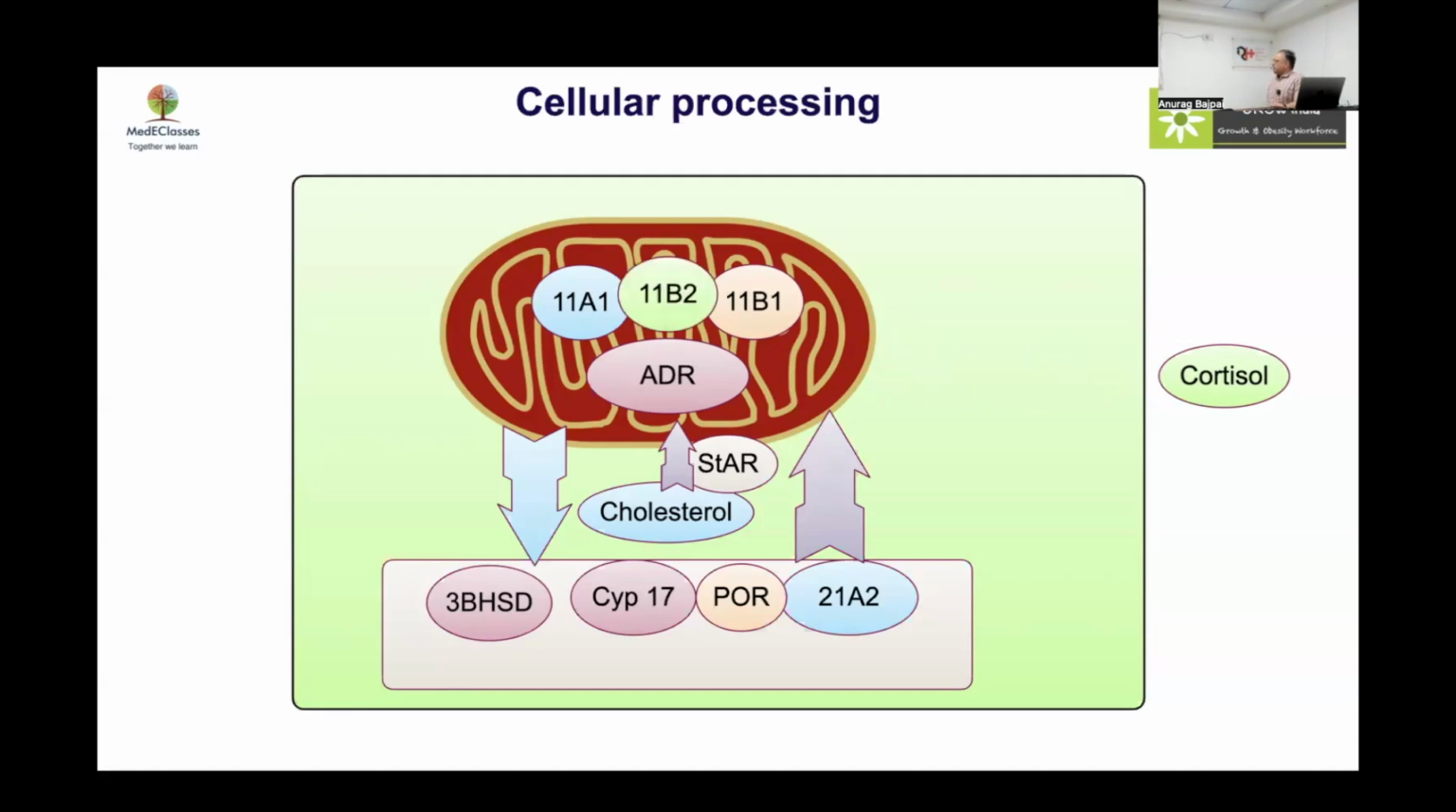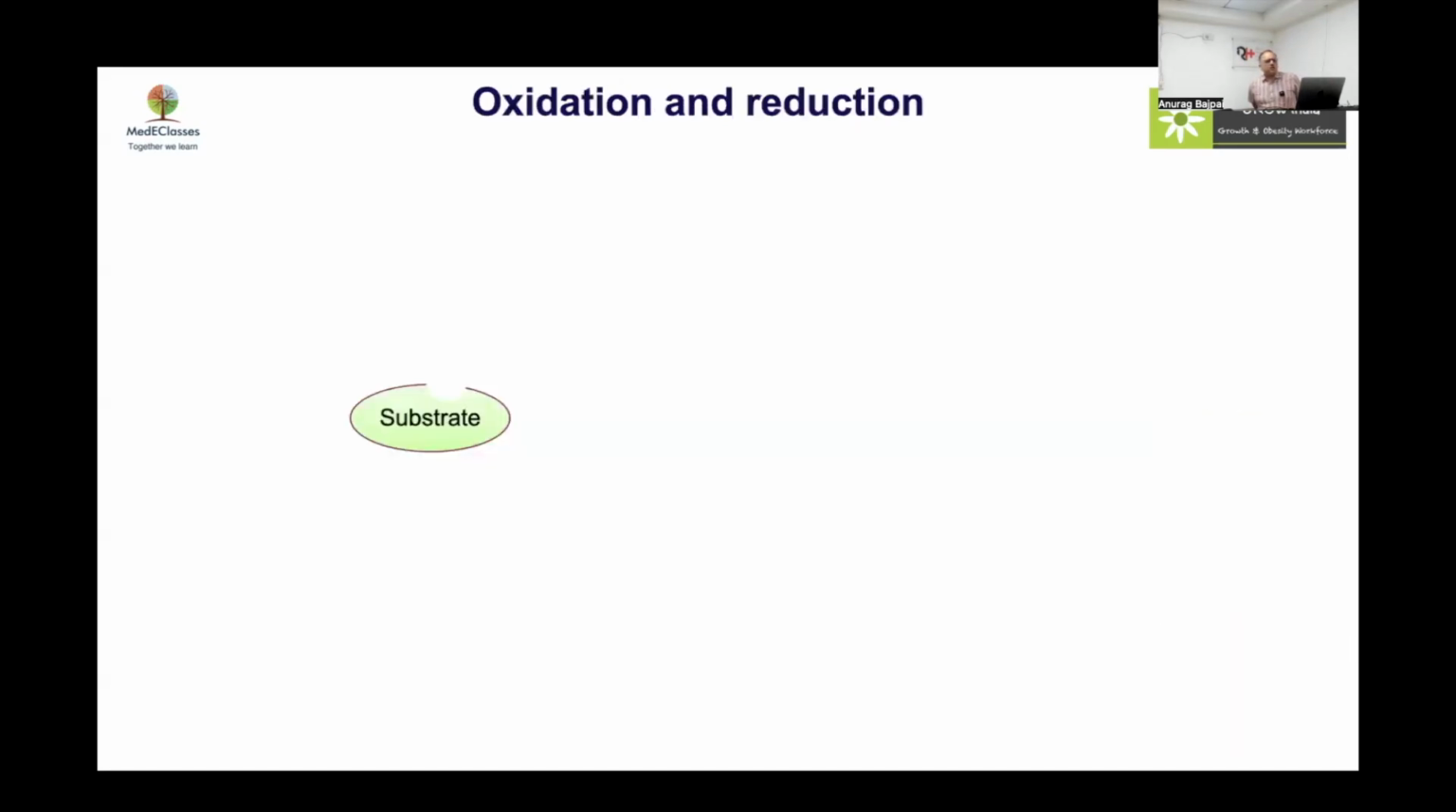So 11A1, B2 and B1 using the ADR pathway are predominantly in the mitochondria, while 17, 21 and 3 beta are predominantly in the endoplasmic reticulum, which becomes important. And of course, the aldosterone synthase will result in aldosterone production, and DHEAS will predominantly come from the endoplasmic reticulum system. Now, you need to understand a bit of basic chemistry as to what really is oxidation and reduction.